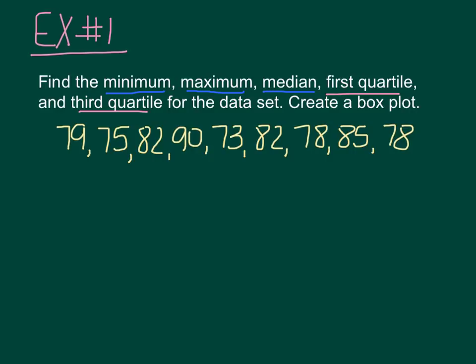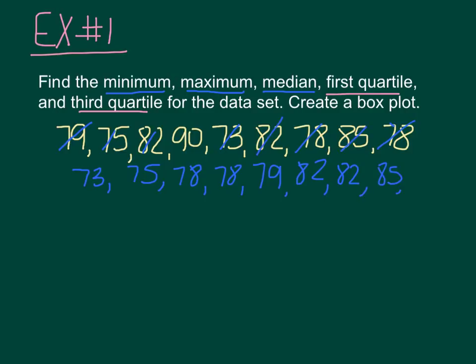We first have to put them in order least to greatest, we know that. So 73 is my smallest, 75, 78, we have another 78, 79, 82, we have another 82, 85, and 90. Now that we've got them in order, we can find our minimum, maximum, and median.